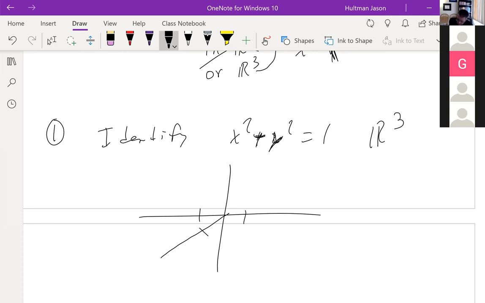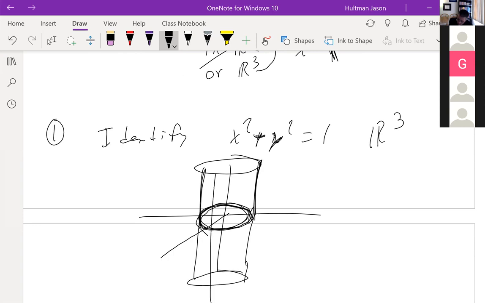I'm just playing. You think this is a circle, but it's in R3. So now what happens? It goes like this, in infinite direction on both sides. And we've got our rulings here that make up those guys there. Okay, makes sense?